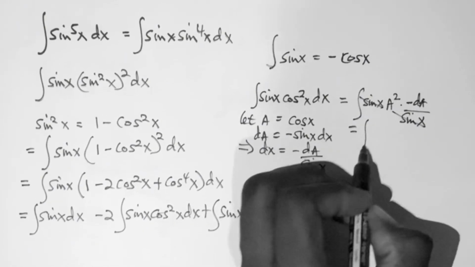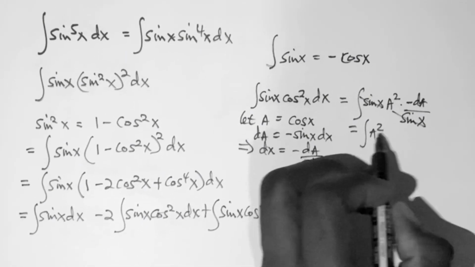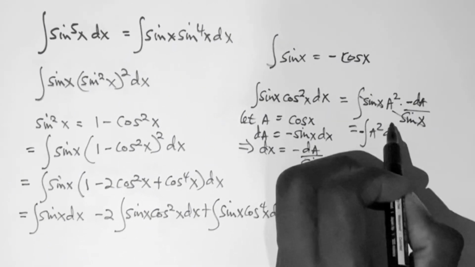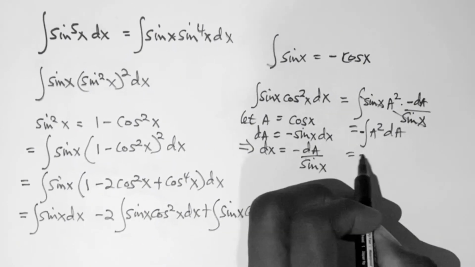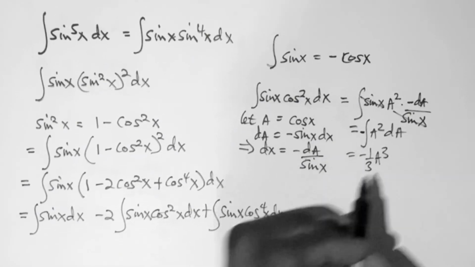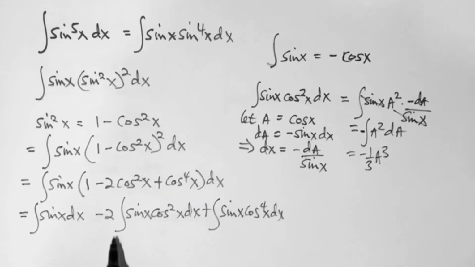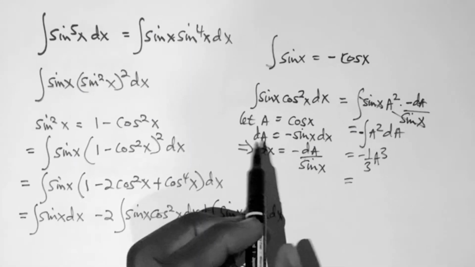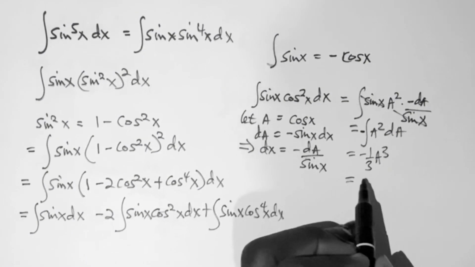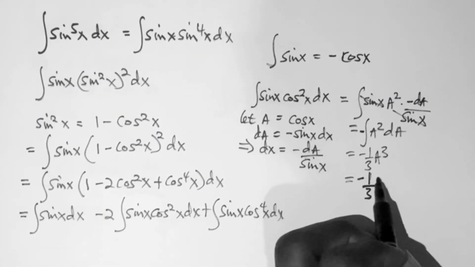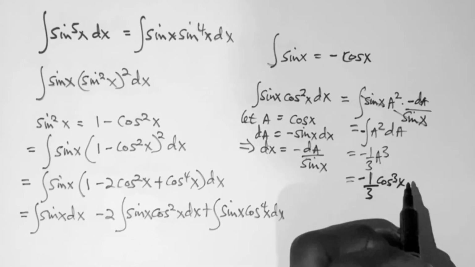So this is equal to the integral of a squared, sorry, there's a minus here, minus the integral of a squared dA. This is equal to minus 1 over 3 a cubed. Then when we are done, we will add the constant of integration. However, we said that a is cos x, so this is minus 1 over 3 cos cubed x.